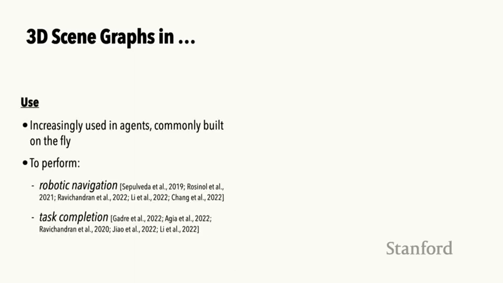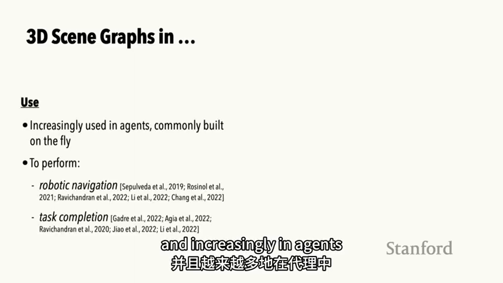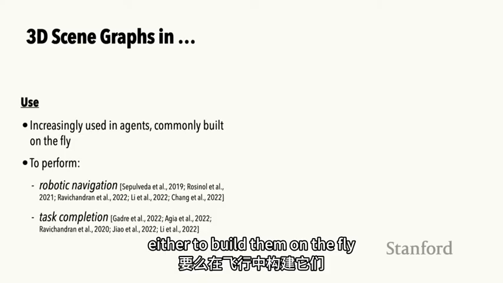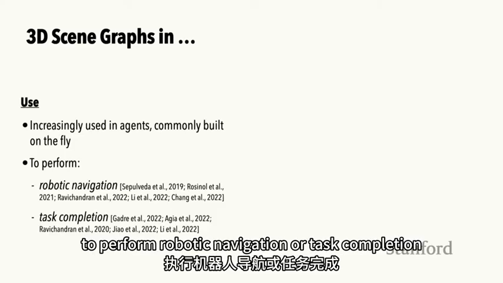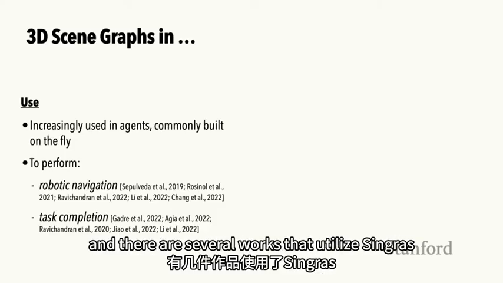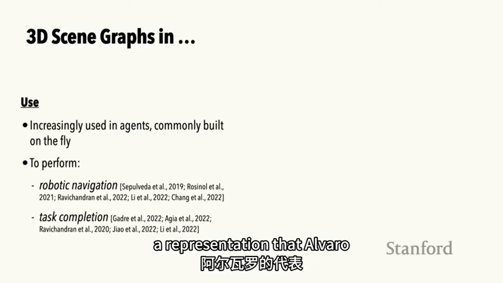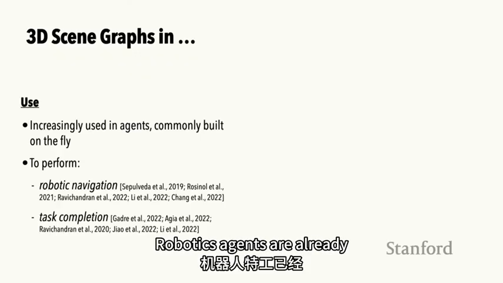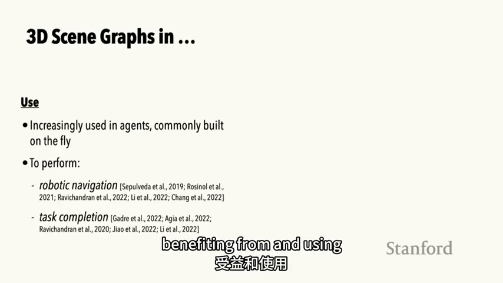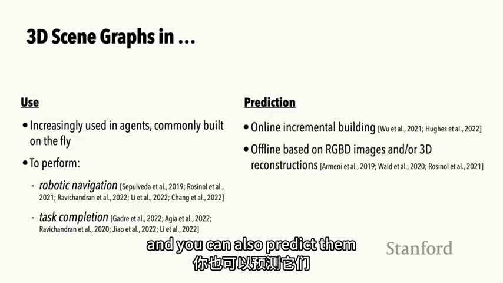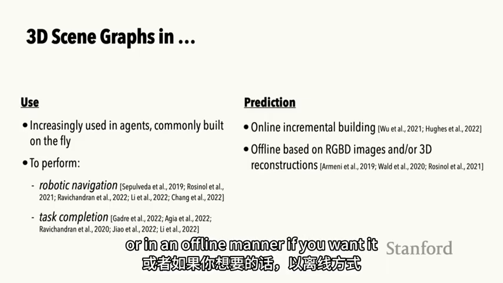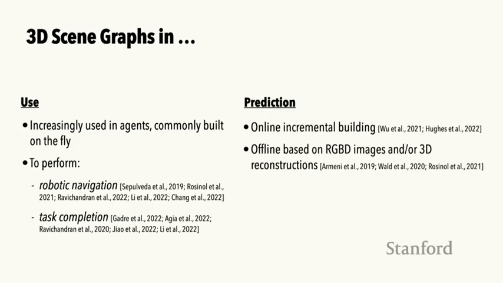Now, 3D scene graphs are used a lot and increasingly in agents, to build them on the fly, to perform robotic navigation or task completion. And there are several works that utilize scene graphs, which means it is a representation that a lot of robotics agents are already benefiting from and using. And you can also predict them in an online incremental manner or in an offline manner if you want.